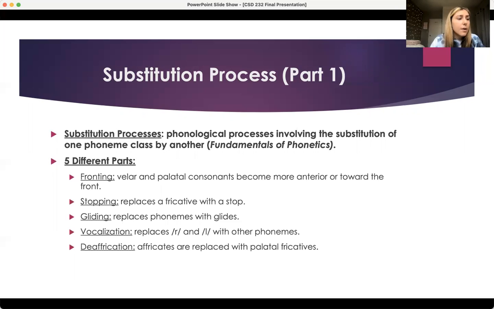Next, we have gliding, which replaces phonemes with glides. Pretty simple. It's used as a substitute for other phonemes, such as liquid replacing phonemes, and their later developing sounds. Next, we have vocalization, which replaces R and L sounds with other phonemes. This is suppressed around the same time as gliding. And then last but not least, in deaffrication, affricates are replaced with palatal fricatives.